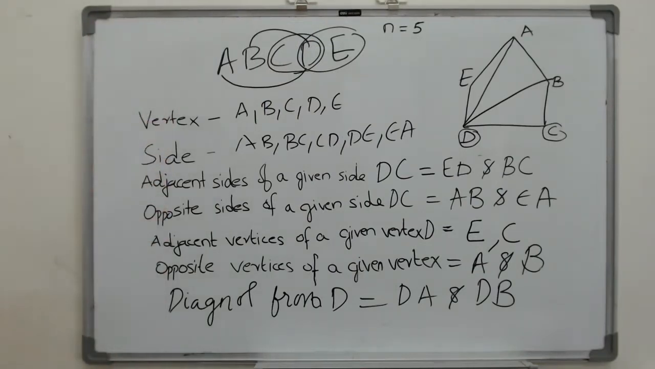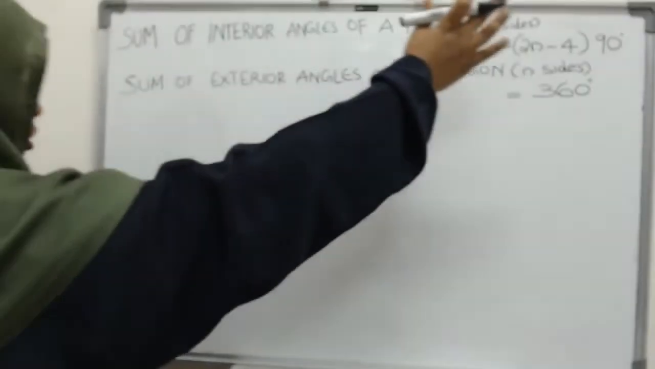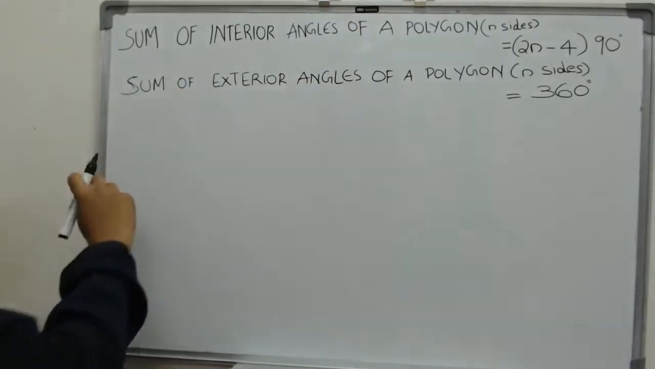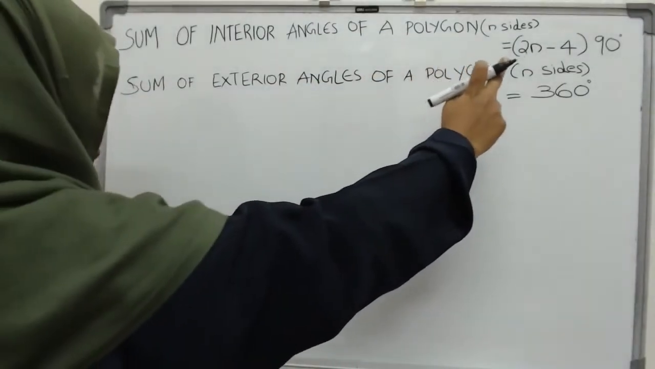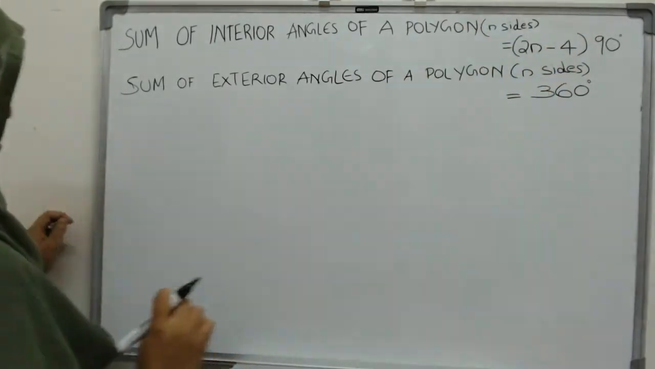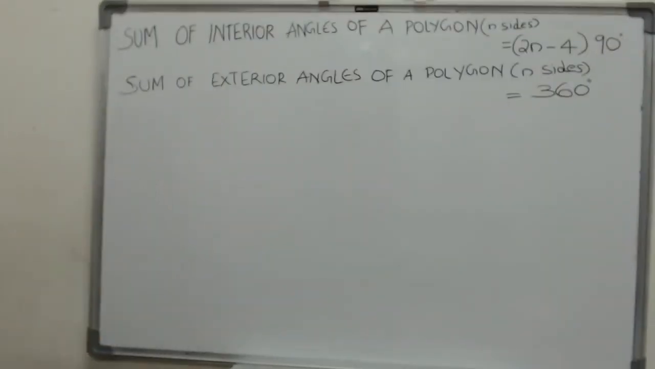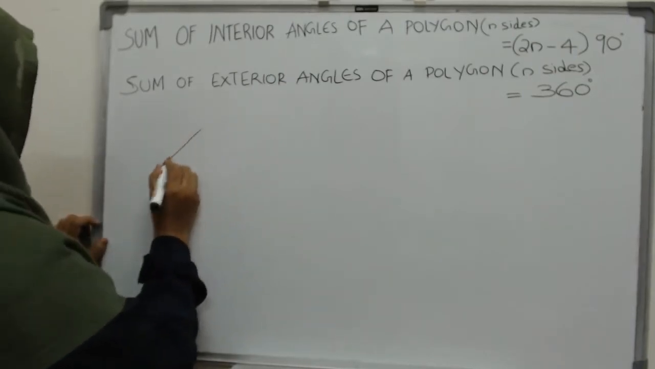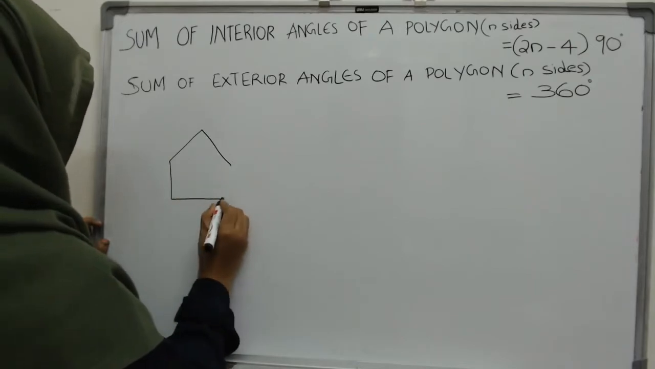Now let's go on to some properties of polygons. Suppose there is a polygon of n sides. Then the sum of interior angles of that polygon is given by (2n minus 4) into 90. Now for example, I will take a polygon of 5 sides. What is it called? It is called a pentagon. A pentagon is a polygon of 5 sides, right?